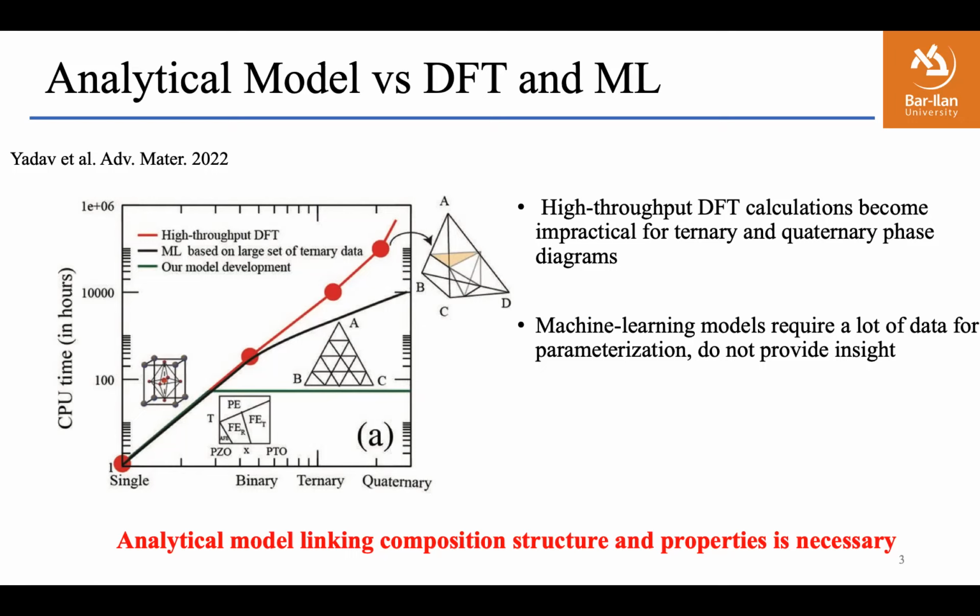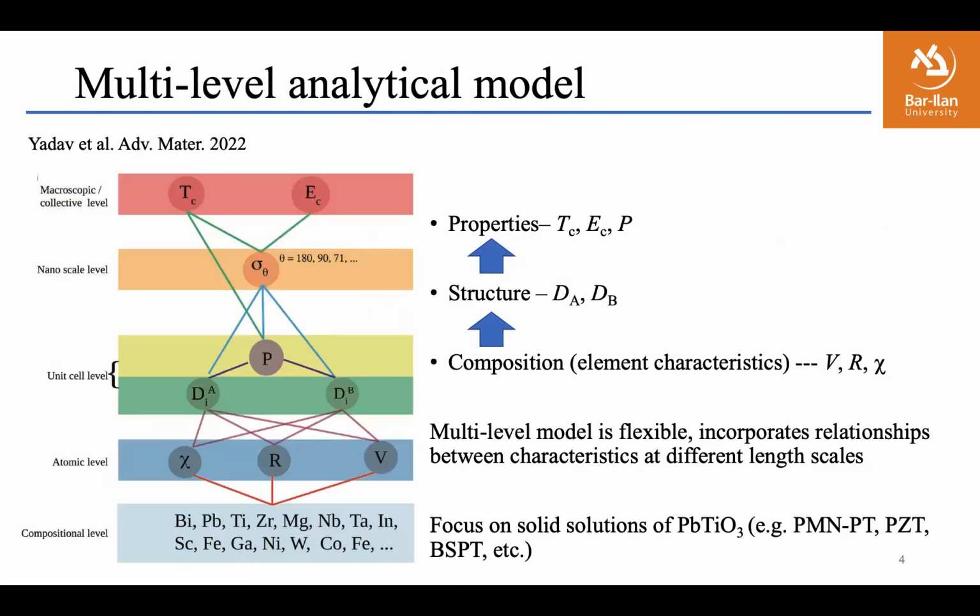So what we really would like to have, at least as a first approximation, is some analytical model that links composition, structure, and properties in a mean-field way. If you tell me the composition of my perovskite solid solution, I will tell you the property of interest that we care about. This is what we try to do for lead titanate-based solid solutions. And so here's our approach.